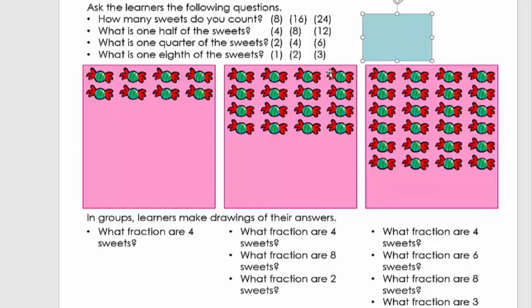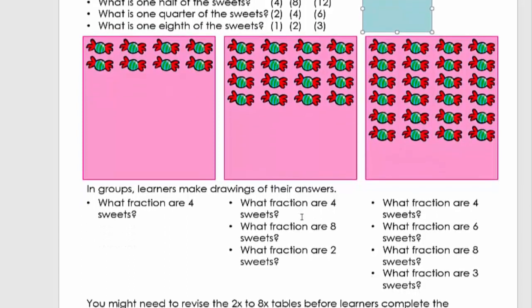Here we're going to ask, what fraction of 4 sweets? So we got 4. So we're going to say 4 sweets of 16 equals 1/4. Then we're going to look here, what fraction of 4 sweets? We got 4 sweets out of 24. So 4 sweets is 1/6 of 24. I want you now to answer the rest of the questions by pausing the video.